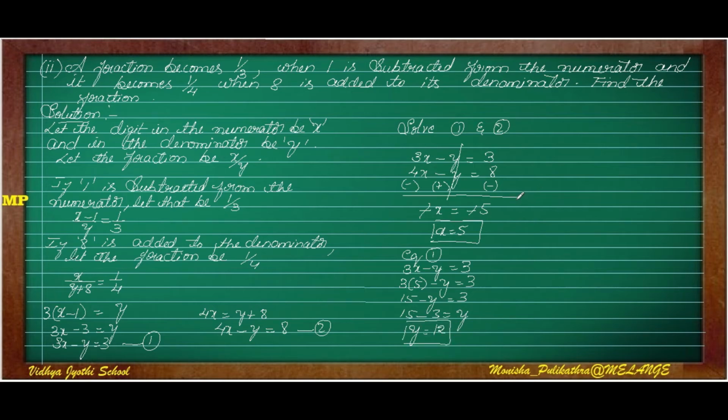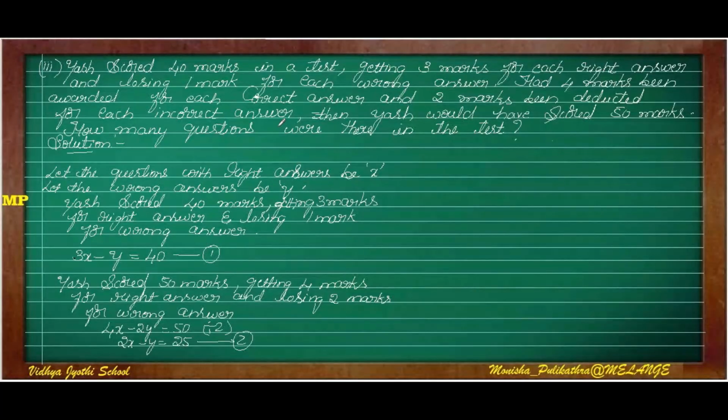So we got the value for x and y. Therefore the fraction in the form of x by y is equal to 5 by 12. So I hope you understood this. Moving on to the third question.